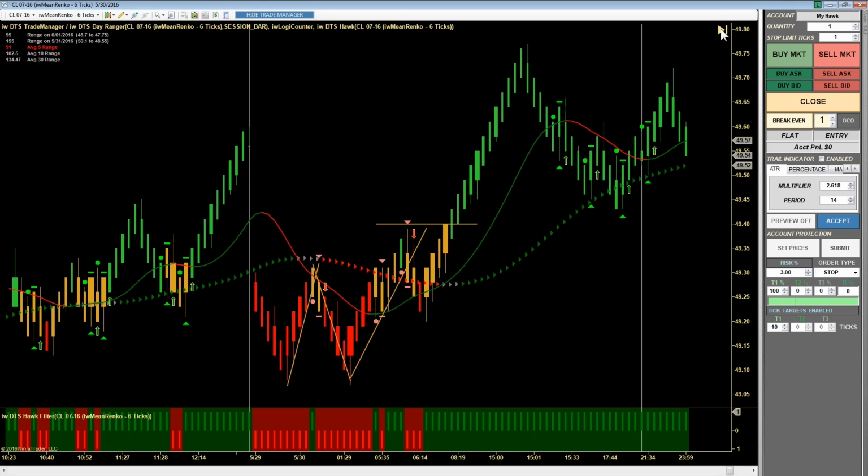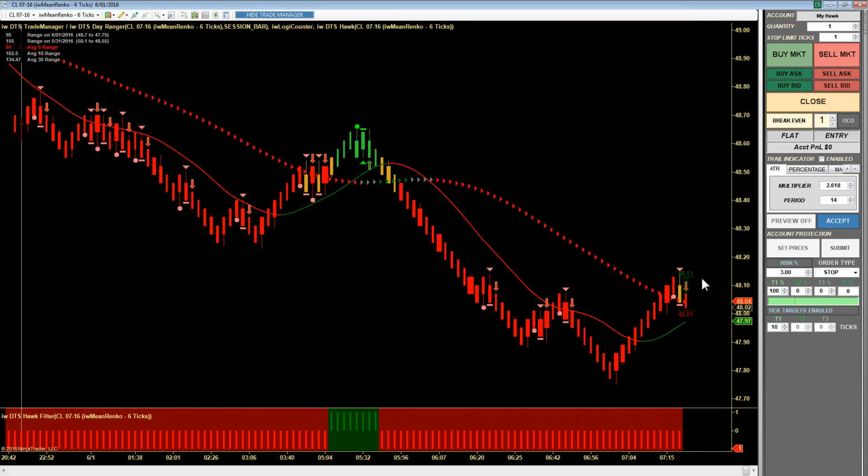Compare this with what we're looking at here now. If we get a green bar sell, it might be worth selling because we haven't had a retest of the low.